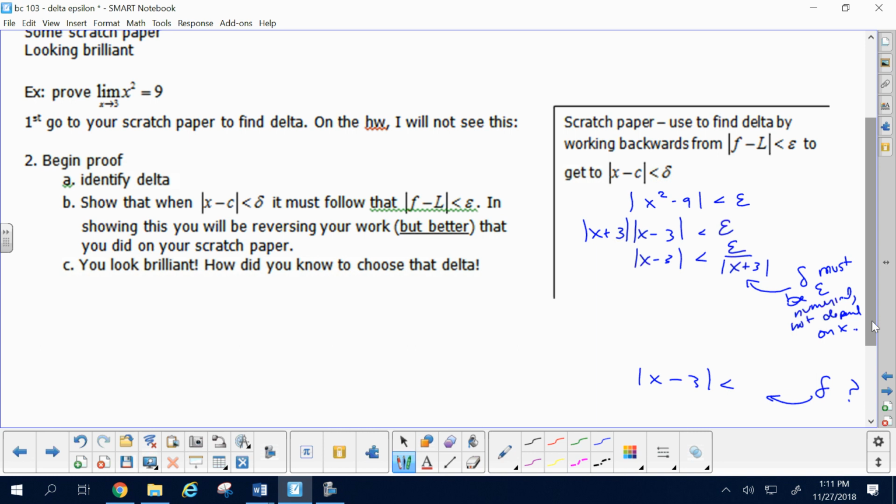So we need a numerical delta. So what is a numerical form of x plus 3? This is where this step bothers students the first time they see it. But because we are interested in x close to 3 in this problem, let's assume x is close.